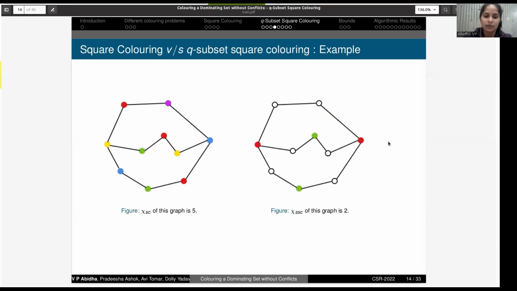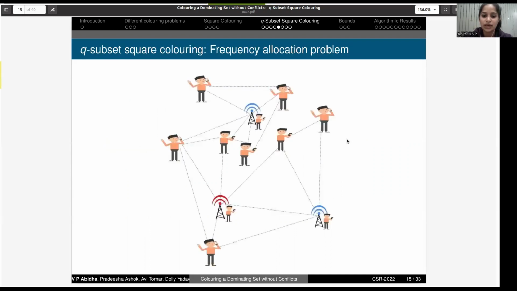This is one example. This graph is colored using square coloring. In that we need 5 colors. The same graph we can color using 2 colors when we are coloring it using Q subset square coloring. If we solve the same problem that we mentioned earlier using Q subset square coloring, we need only 2 frequencies.